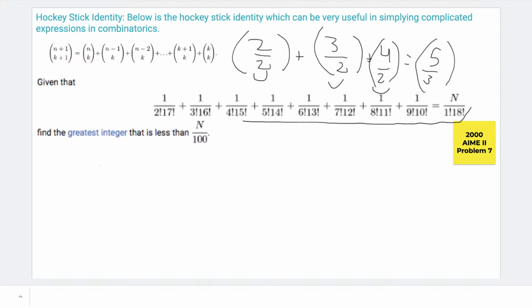And you notice 2 plus 17 is 19. 3 plus 16 is 19. 4 plus 15 is 19. 5 plus 14 is 19. 6 plus 13 is 19. 7 plus 12 is 19. 8 plus 11 is 19. 9 plus 10 is 19. And 1 plus 18 is also 19. Which means if you multiply both sides by 19 factorial, maybe we can get something good. So I'll just write it here, since I'm multiplying the whole thing by 19 factorial.